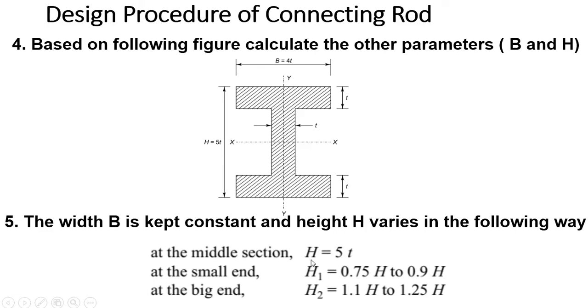So at the middle section H will be equal to 5t. But at the small end, that is the piston end, H1 will be equal to 0.75H to 0.9H, that is the smallest. And at the big end, that is the crank pin end, it will be equal to 1.1H to 1.25H. So this is how we basically design the connecting rod. It's a very simple procedure of designing the connecting rod.